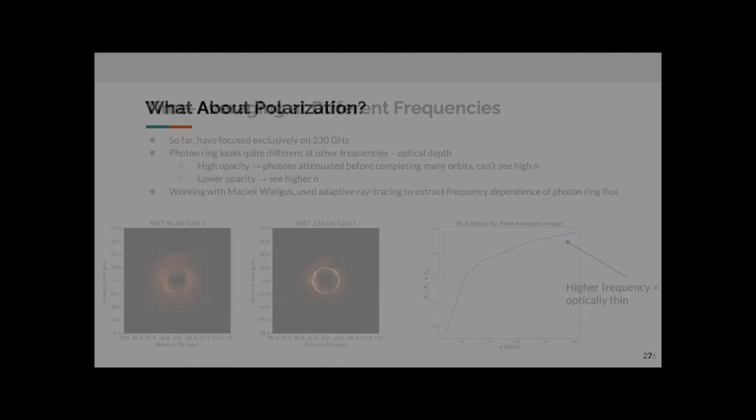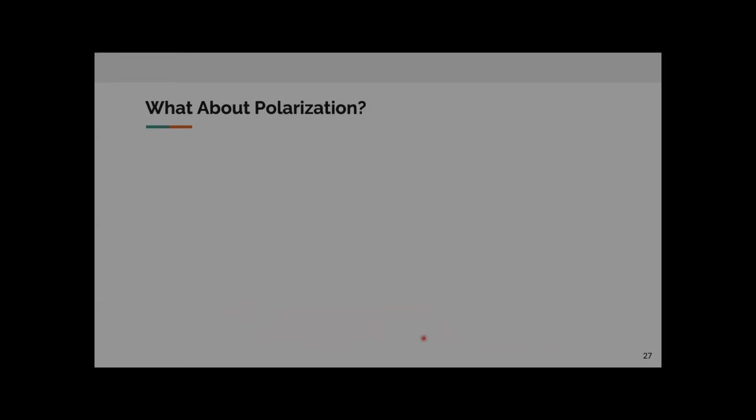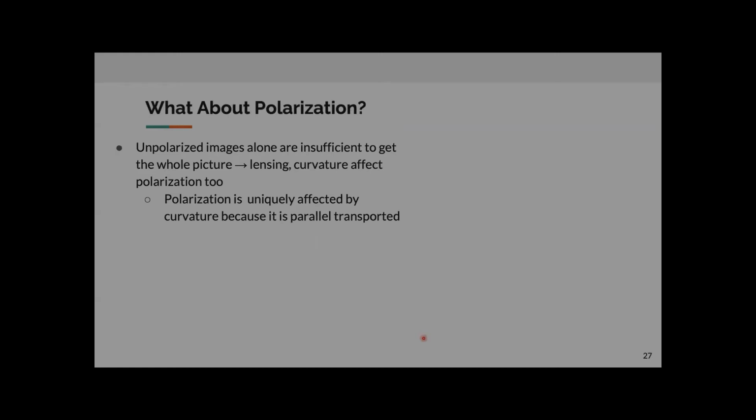Now, another thing we've ignored up until now is the role of polarization. So far, we've only been looking at unpolarized images, only images of the total intensity. But that's insufficient to get the whole picture, because lensing and curvature and all these effects we've been discussing affect polarization too. In fact, polarization is uniquely affected by curvature because the polarization vector itself is parallel transported through the space-time. And so by studying polarization, we have yet another opportunity to study the types of relativistic signatures that show up at high resolution.